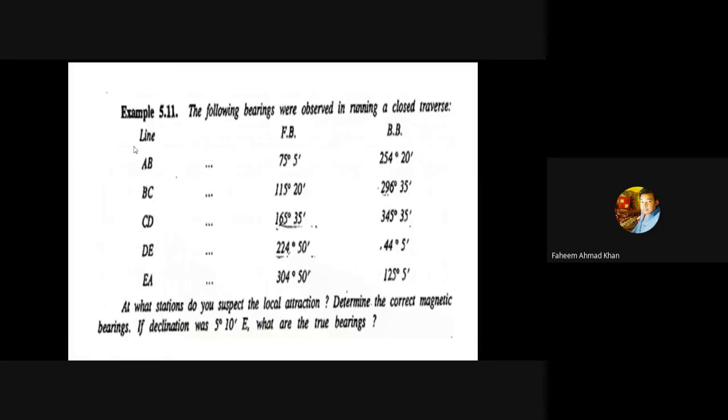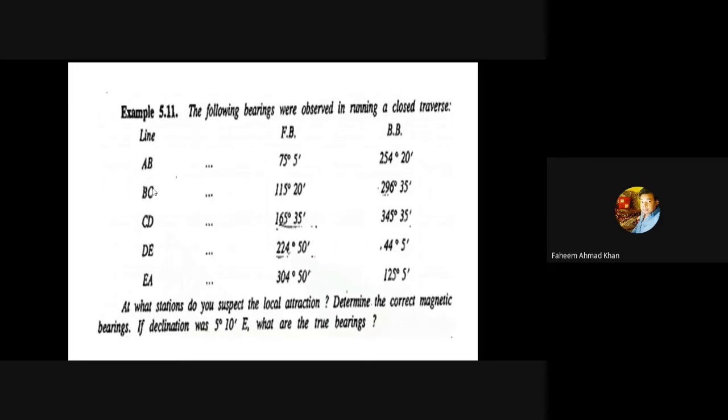So you have to make a table like this. First of all, put all the lines there like AB, BA, BC, CB, CD, DC, DE, ED, EA, and AE. It is like the stations with first the fore bearing and then the back bearing. So first of all, it is AB from A to B and then it is from B to A.